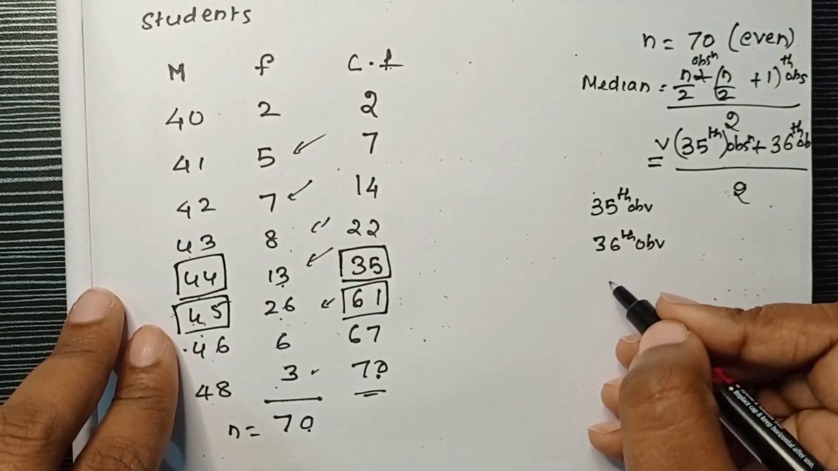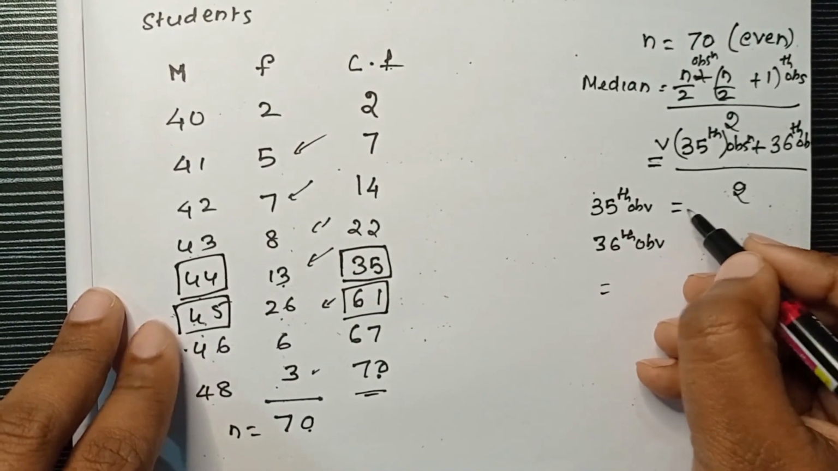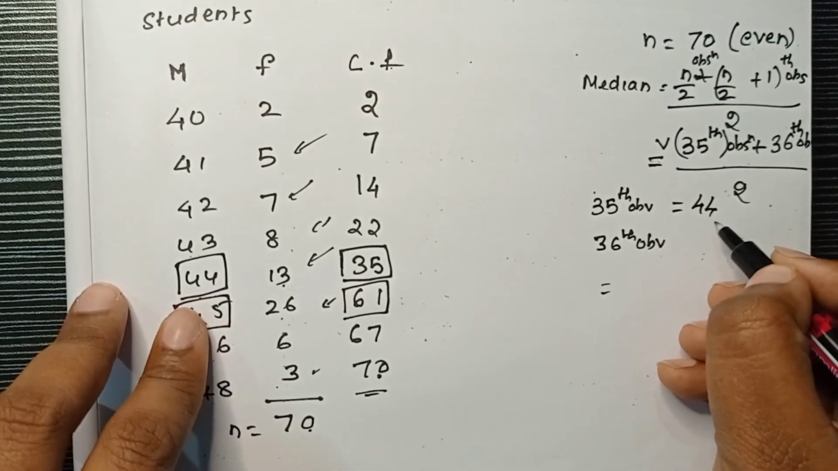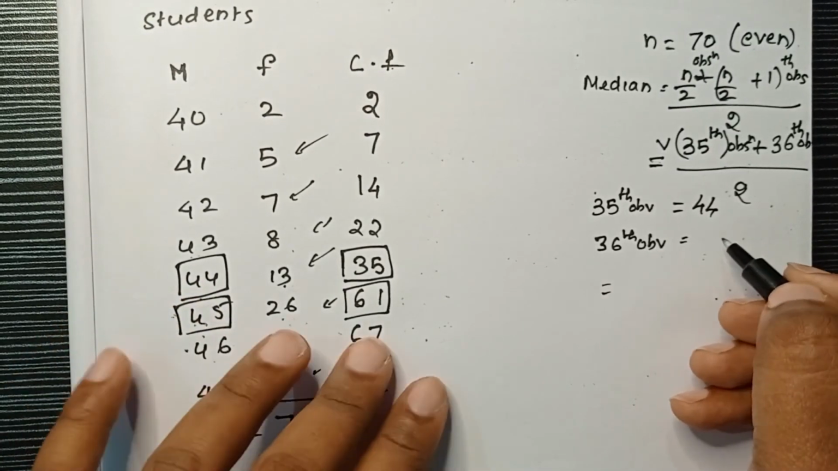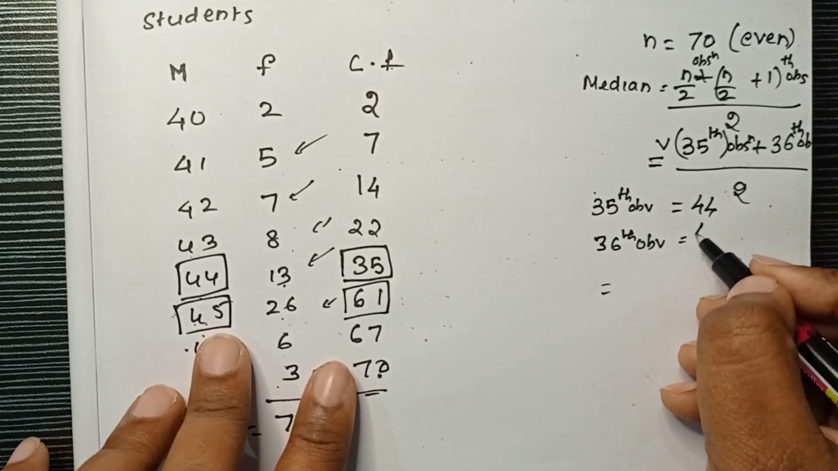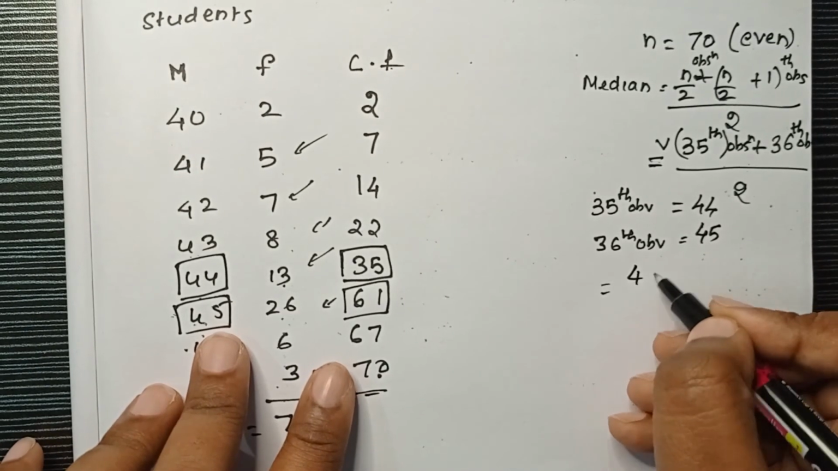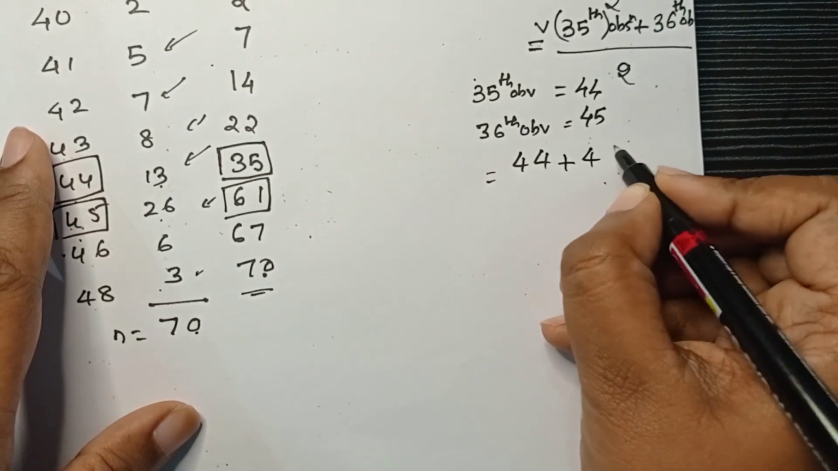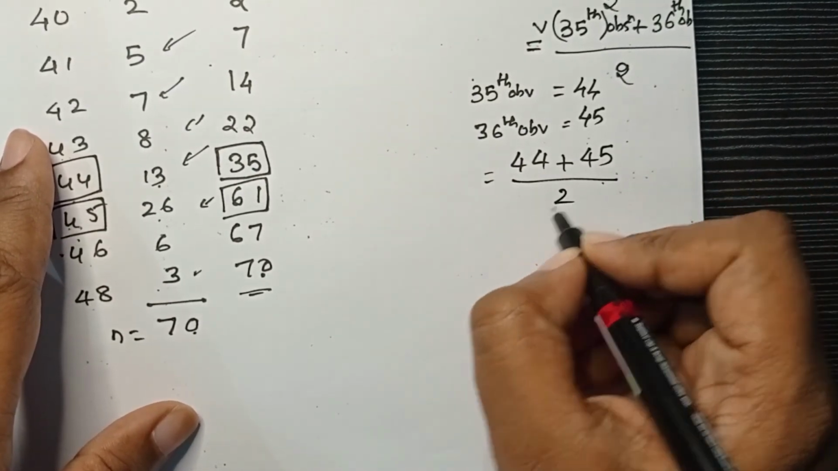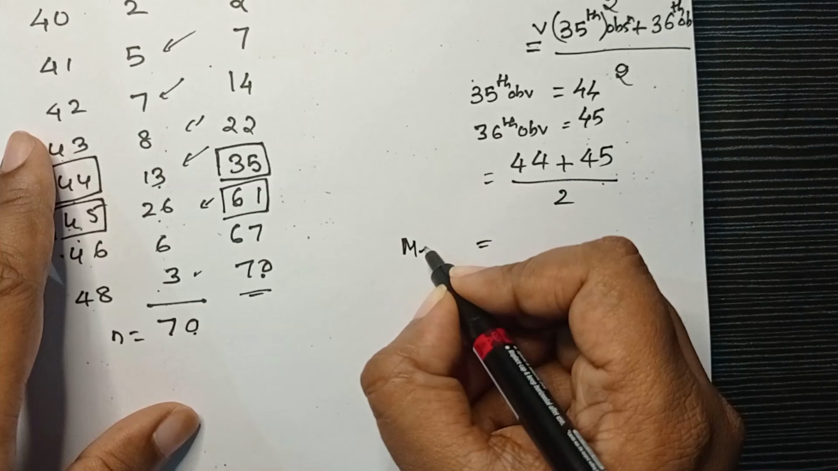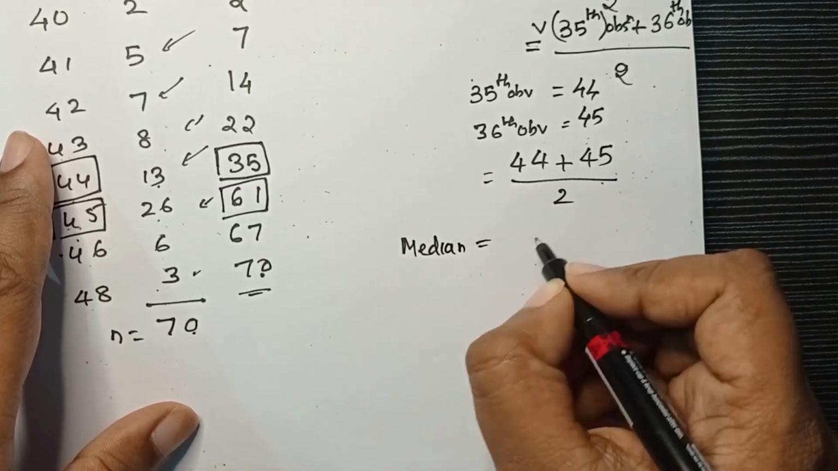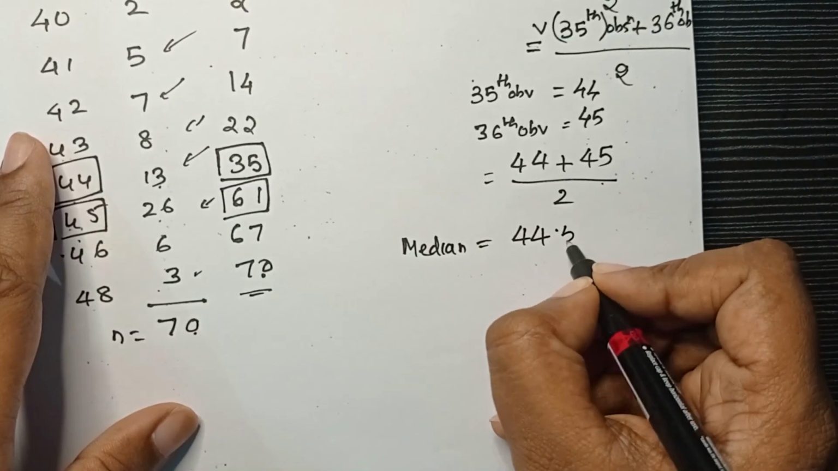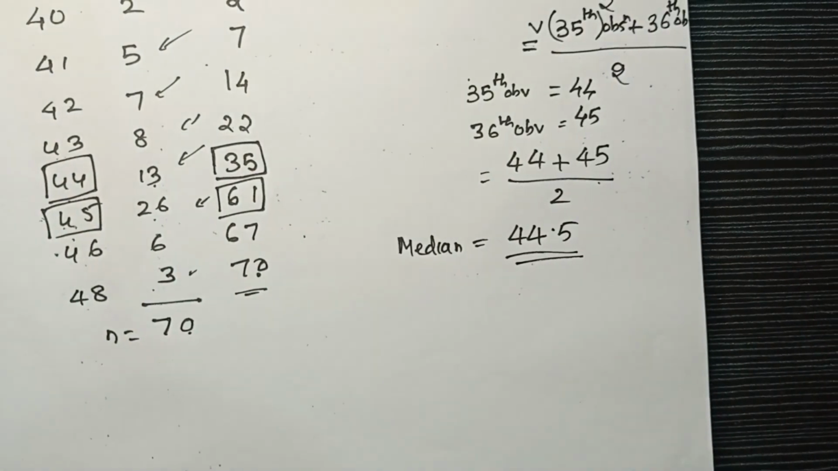Now we are going to substitute it in the formula. The 35th observation is 44 and the 36th observation, the nearby value, is 45. So we are going to add these and divide by 2. So median is 44.5. So that is your answer.